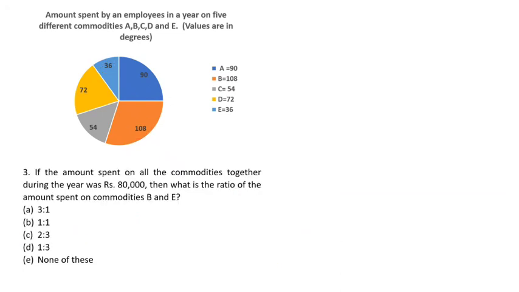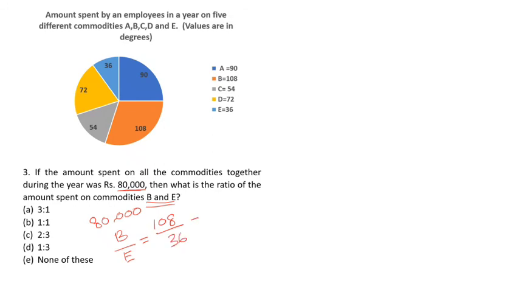So the next question. If the amount spent on all commodities together during the year was 80,000. So here in this question, the amount is 80,000. And what is the ratio of the amount spent on the commodities B and E? You have to find out the ratio B by E. B is 108. Whatever may be the amount, we can take the ratio from the degree here. 108 is B and E is 36.